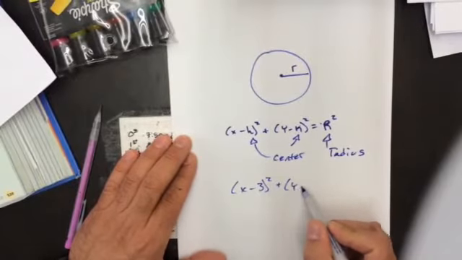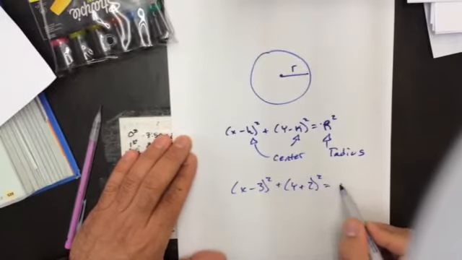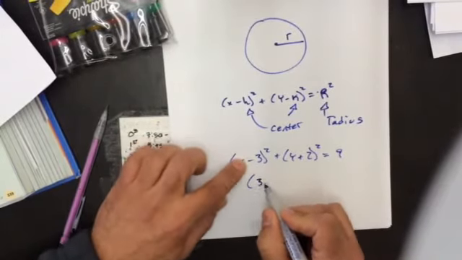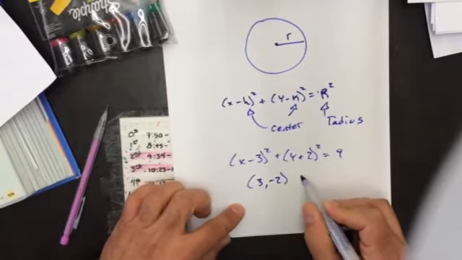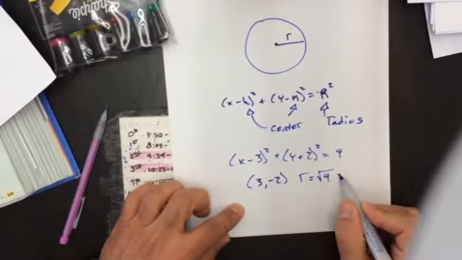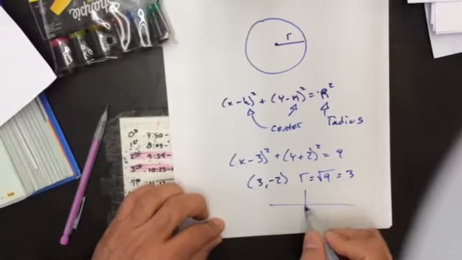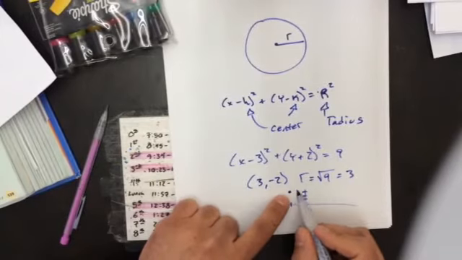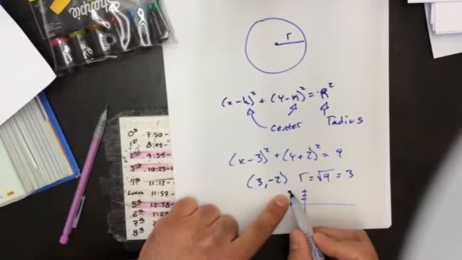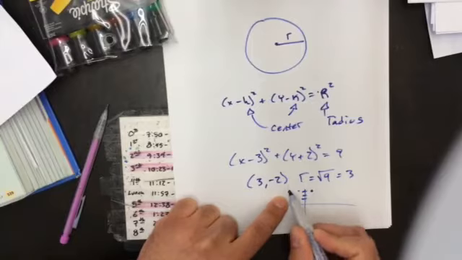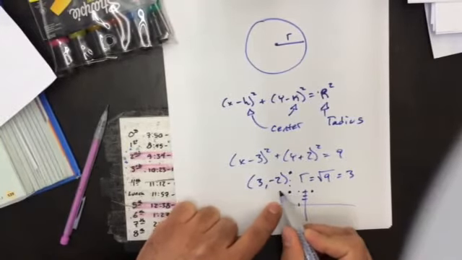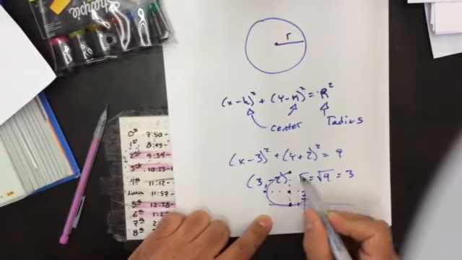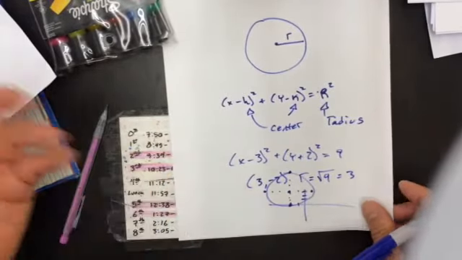Okay, so if I'm looking at an equation and it wants me to graph it, first I'm going to find the center. The center is going to be 3, negative 2. And my radius is going to equal the square root of 9, which is 3. So on a graph, I'm going to start at 3, negative 2. And from this, I'm going to go 3 units in every single direction. So 1, 2, 3, 1, 2, 3, 1, 2, 3, 1, 2, 3. That's kind of an ugly circle, but that's what we're trying to do.